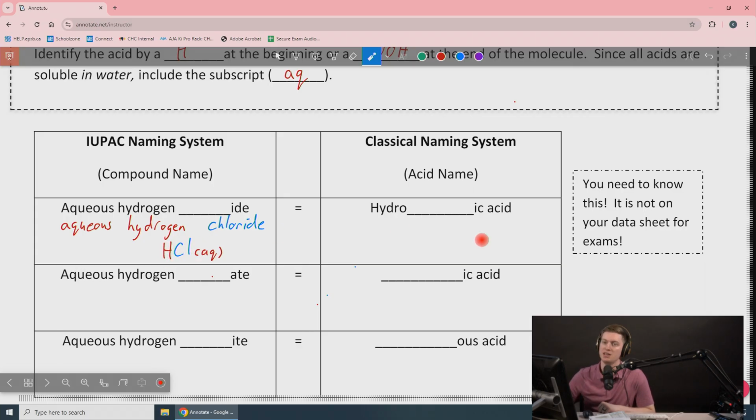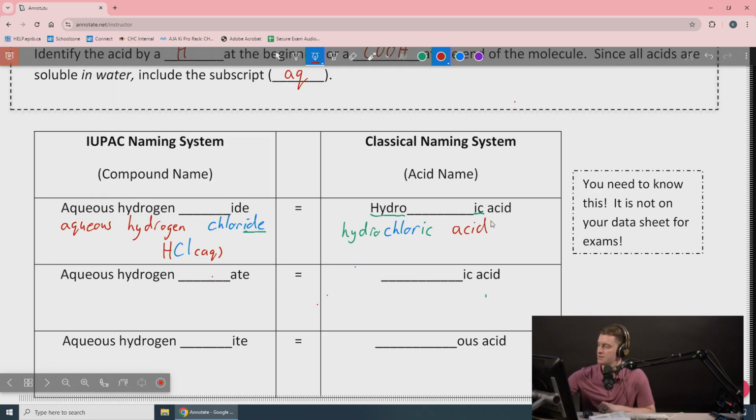This gets changed into an acid name. If the ending was "ide," I-D-E, so for example here, chloride, the anion, ends in "ide," then we change this acid name to hydro, whatever the root is, ic acid. The root is chlor here for chloride. So this is now going to be called hydrochloric acid.